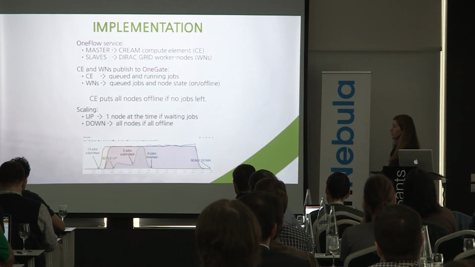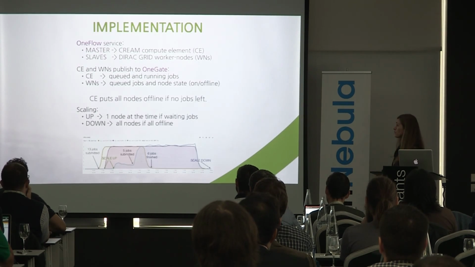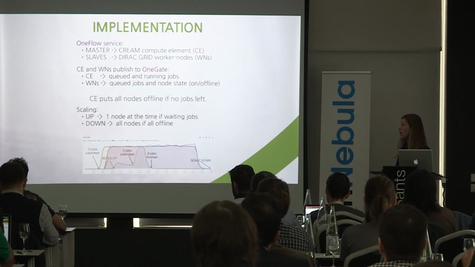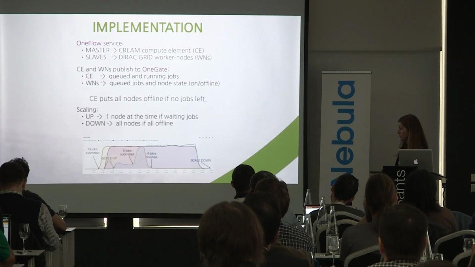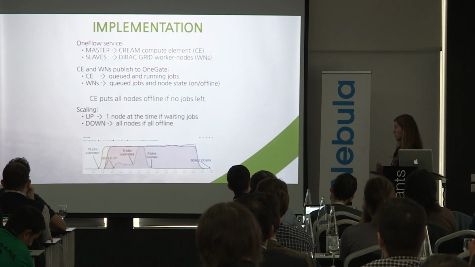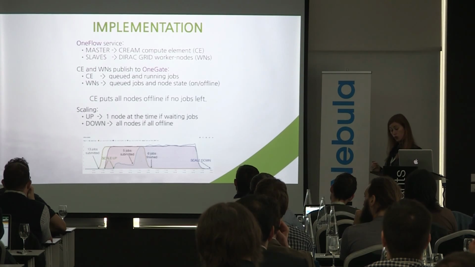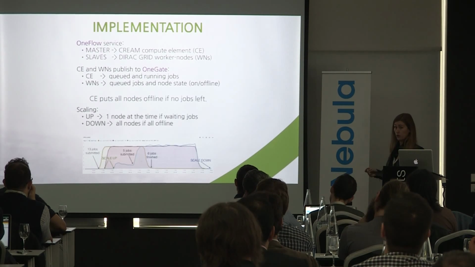We use OneFlow with one service where the master is a CREAM compute element and the slaves are the DIRAC Grid worker nodes. Then both roles publish some information to one gate. The compute element publishes the number of queued and running jobs, while the worker nodes publish their state, I mean not the state in PBS but whether the node is online in PBS or not, because the compute element periodically checks for queued jobs, and if there are no queued jobs, it basically puts all the nodes offline.